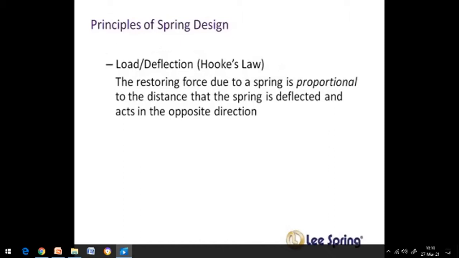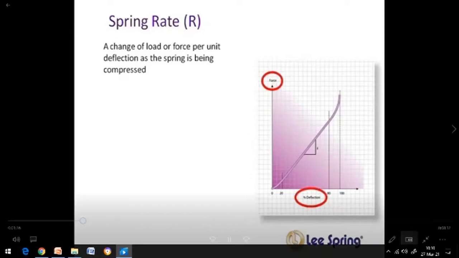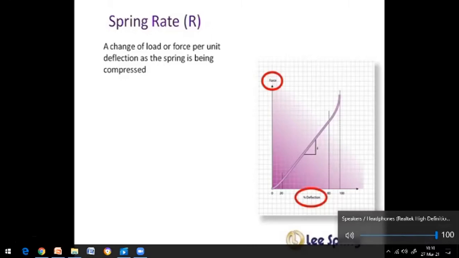Another important principle related to spring design is spring rate. The spring rate is the ratio of force per unit of deflection. Let's take a further look at spring rates now. Spring rate is a change of load or force per unit deflection as the spring is compressed. As an example, spring rate may be specified as the amount of force to move a spring 1 inch.